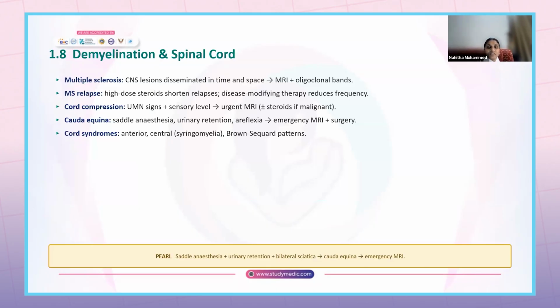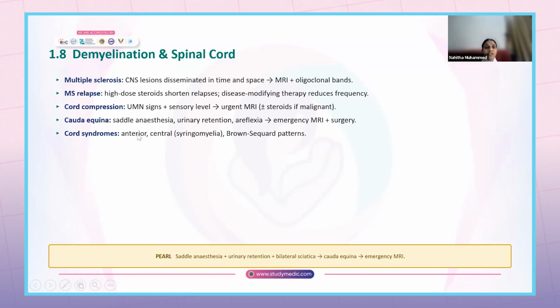Now these are demyelinating disorders. The main important disorder is multiple sclerosis. The CNS is involved, the brain cortex is also involved. The usual investigation is MRI with oligoclonal band in CSF. In an MS relapse, we give high dose steroids. We also give disease modifying therapy. Cord compression is usually by external tumors. Usually we give urgent MRI plus or minus steroids.